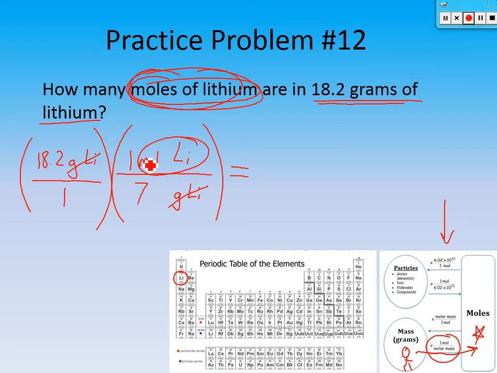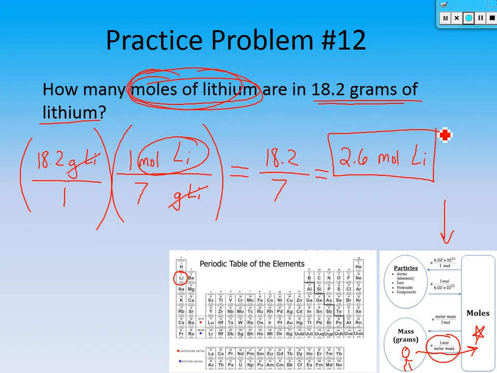Now it's a math problem. We take everything on the top, times them together. 18.2 times 1 is 18.2. On the bottom, we got 1 times 7, which is 7. Okay? Let's put that in your calculator. 18.2 divided by 7. Did you guys get 2.6? Yeah. Can I just circle and be done? No. Nope. 2.6 what? Moles of Li, or moles of lithium. Okay? You've got to tell people what you're talking about.